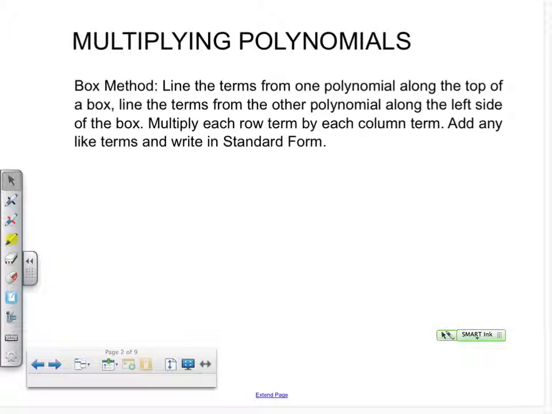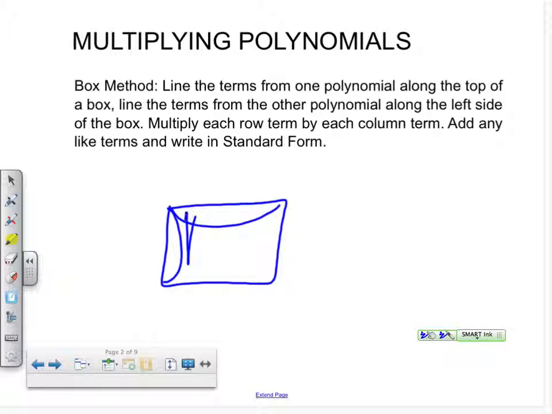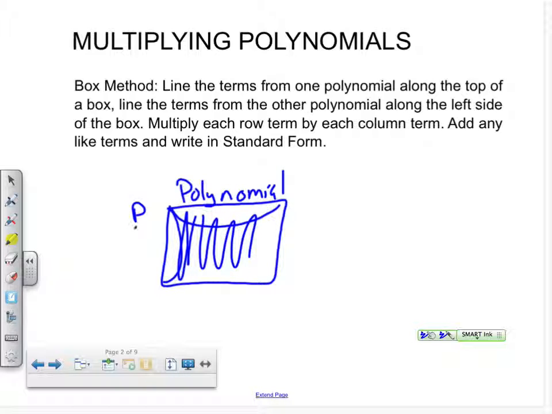The box method is based on the fact that the area of a box is length times width. And you multiply the length times the width to find out how much is in the box. Well, if we line up one polynomial across the top and another polynomial down the side, and however many pieces, find each of the individual boxes and add them up, we can find the multiplication of the polynomials. So the box method is based on the area model of a rectangle. So let's use that.